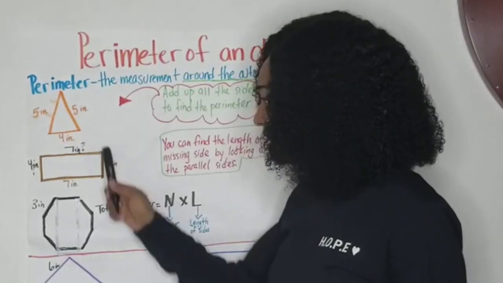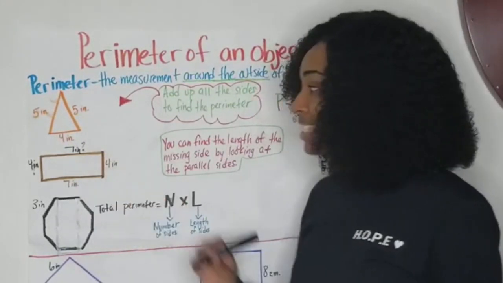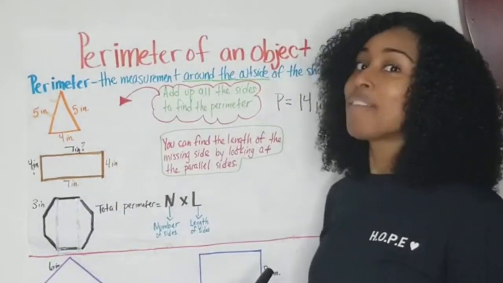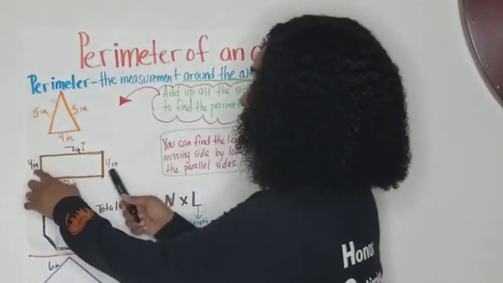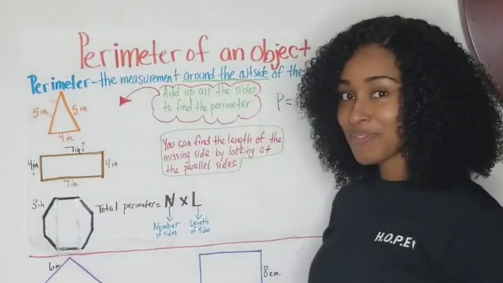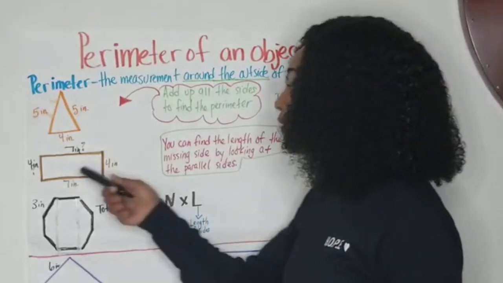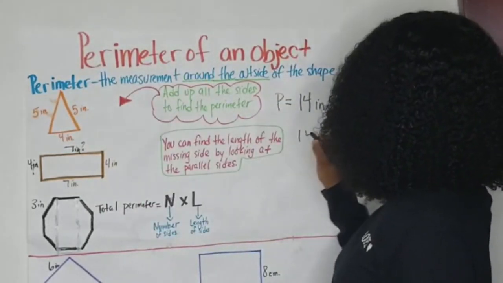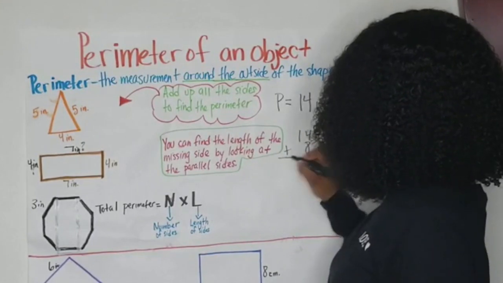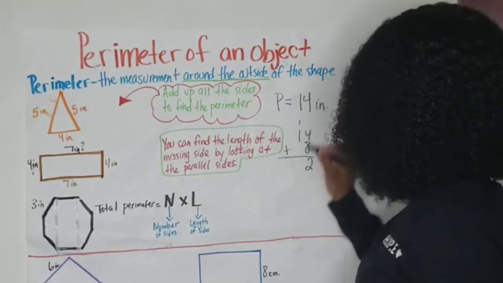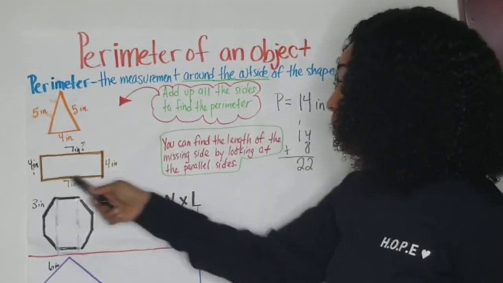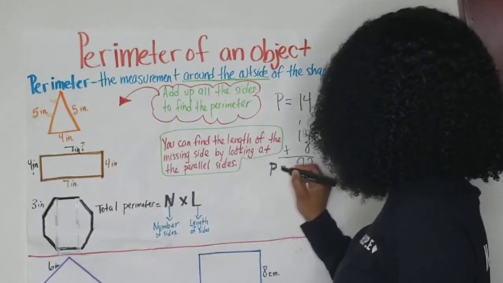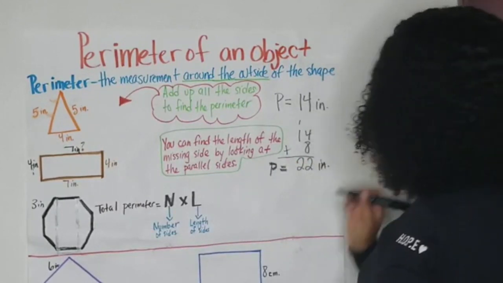So let me see, I see doubles here. So 7 plus 7 is 14. And I know 4 plus 4 is 8. Right, so 14 plus 8. Who can count on and tell me? 14 plus 8, 22. So my perimeter here equals 22 inches.